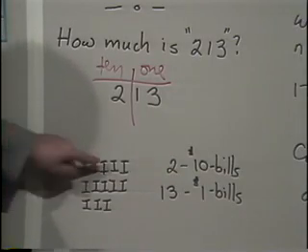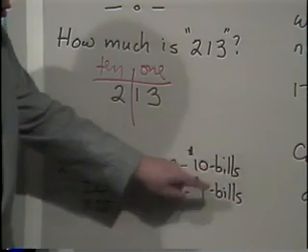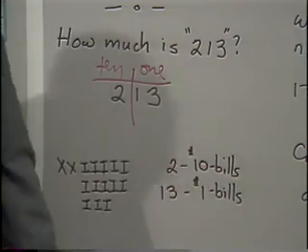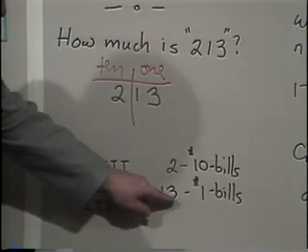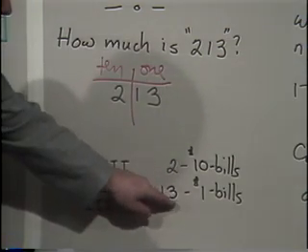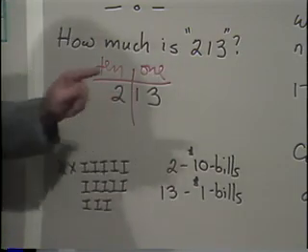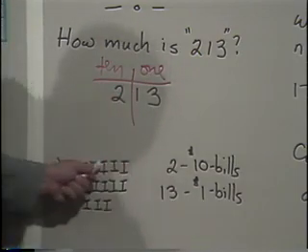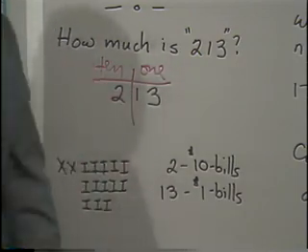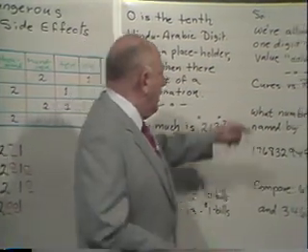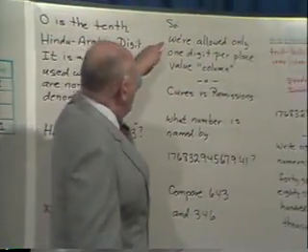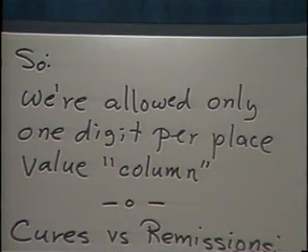If this bothers you, think in terms of money. If I have 2 $10 bills and 13 $1 bills, that's $33 regardless of whether I agree to trade in 10 1s for a 10 or not. But you see, in place value, since the nouns are no longer visible, I must restrict myself to what? 1 digit per place value column. We're allowed only 1 digit per place value column to avoid ambiguity.